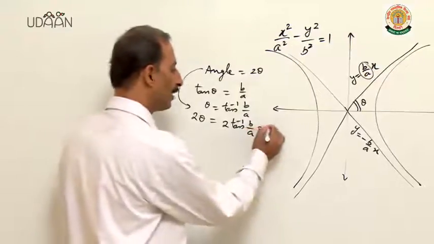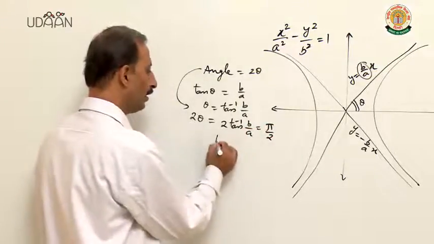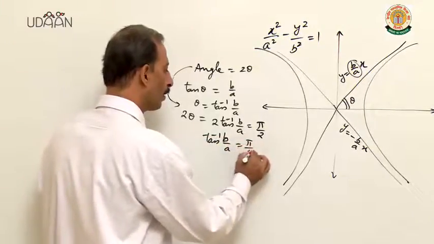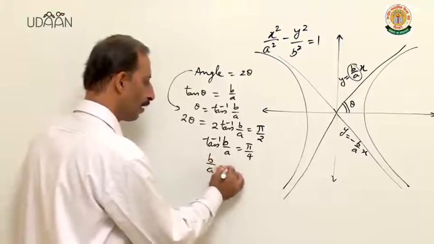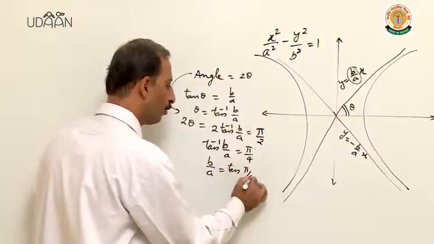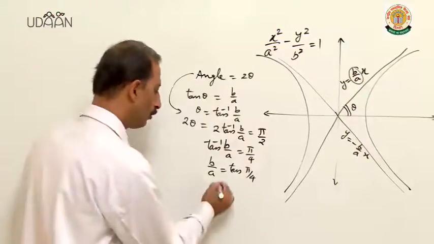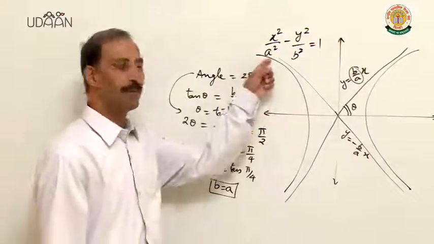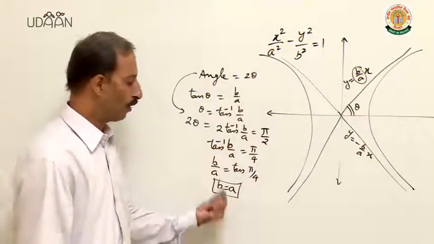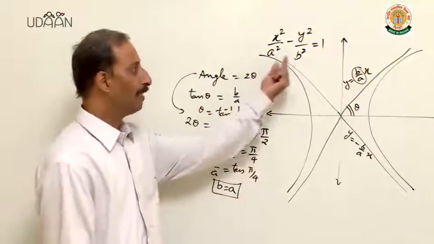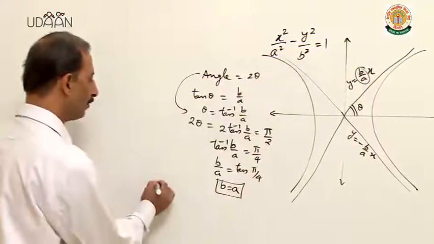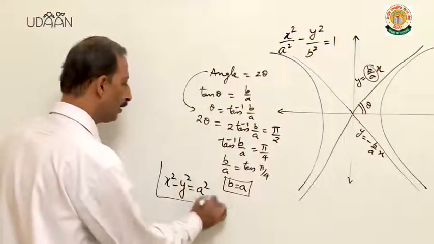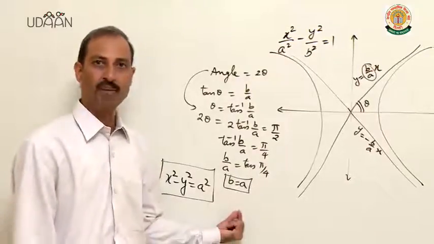So if this angle is 90 degrees, say pi by 2, then tan inverse b upon a becomes pi by 4. What is the value of b upon a? It is tan pi by 4. You know the value of tan pi by 4, so you will get b is equal to a. This is the condition that this hyperbola will be a rectangular hyperbola. So b will be equal to a. If you replace b by a, you will get x square minus y square is equal to a square. This is the equation of the rectangular hyperbola.